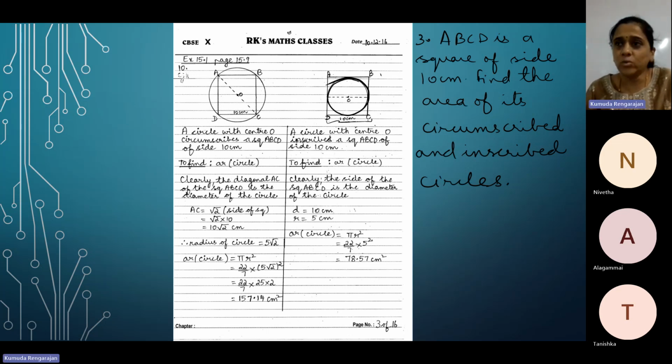So we are given a square ABCD with side 10 centimeters. We have to find the area of the circle that runs through the vertices of the square, which is the circumscribed circle. And also the area of the circle that lies inside the square, touching all the sides of the square. So this one is the inscribed circle. This is the circumscribed circle. We should find the areas of the two circles.